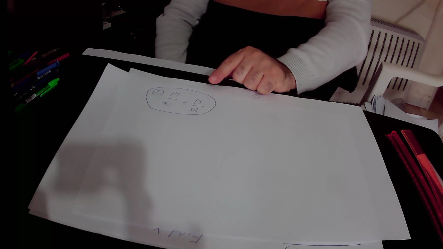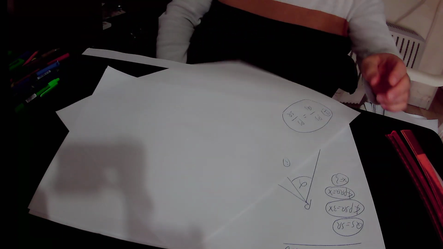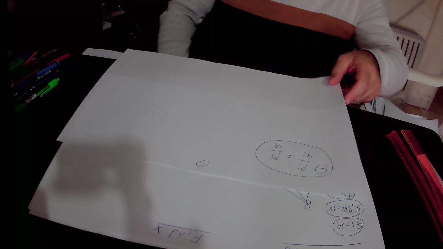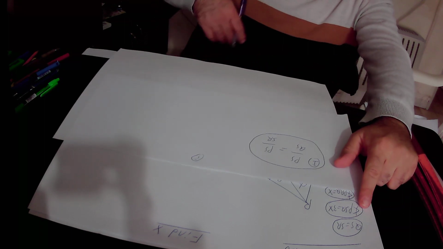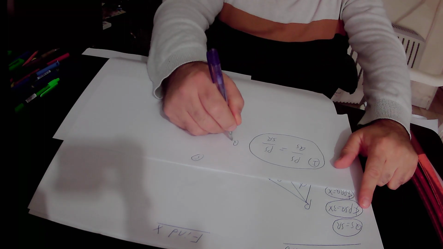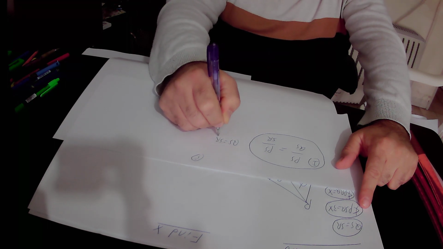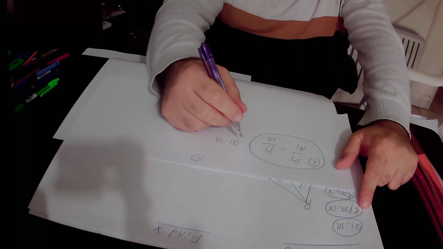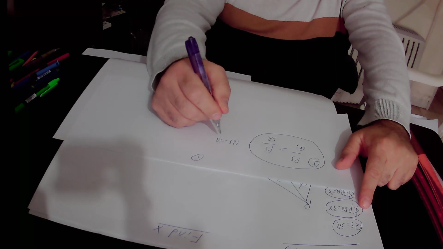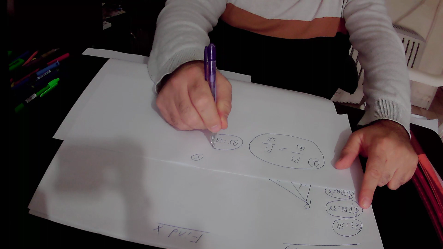And why is equation number 1 true? Equation number 1 is true because of the fact that QS is equal to SR. Therefore, PS over QS is equal to PS over SR. Okay?